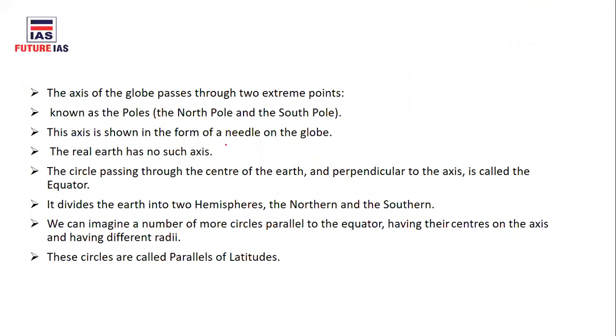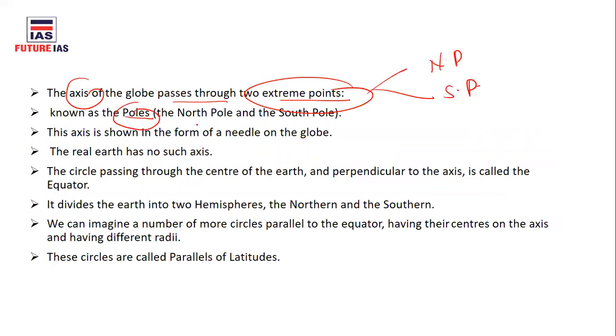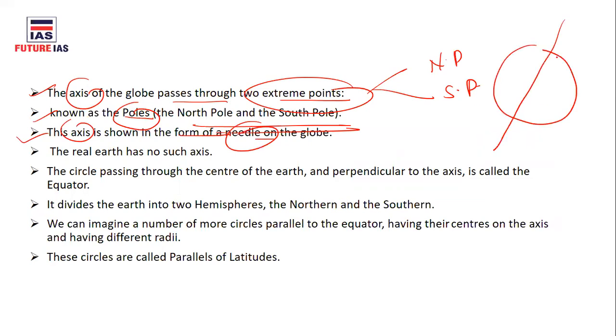So these things I've already explained to you. The axis of the earth passes through two extreme points, which are called the North Pole and the South Pole. I've already explained that the axis is also known in the form of a needle. If we talk about the earth's axis, it will look like this. So they are in the form of a needle. The real earth has no such axis, but for our understanding, we have made such an axis.